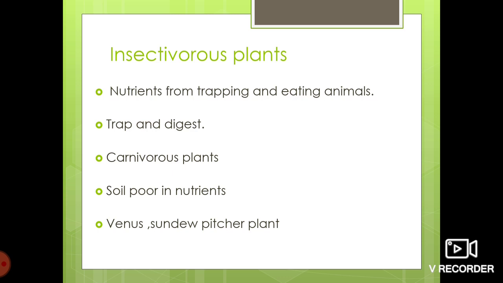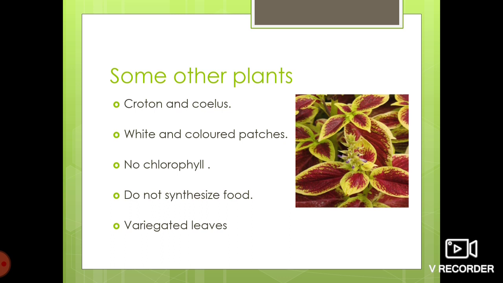They are also known as carnivorous plants. So, insectivorous plants are the plants that trap insects and then digest. They are also known as carnivores. Sundew and pitcher plant are the examples of carnivorous or insectivorous plants. Now let us discuss some other plants.